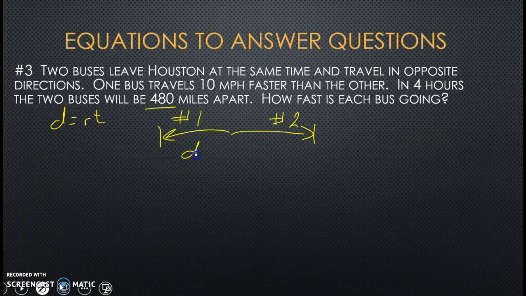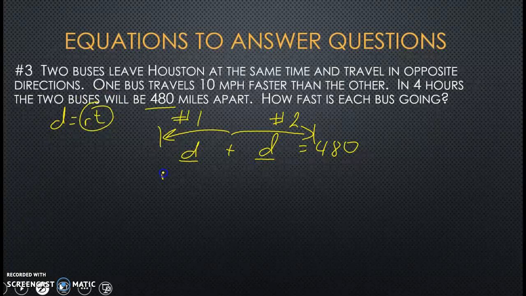In other words, the distance for bus 1 plus the distance for bus 2 eventually is going to be 480 miles apart. But what I'm going to do is replace their distances with rate times time. In other words, the rate times the time for the first bus plus the rate times the time for the second bus will eventually be 480. Well, do we know the rate or the time?